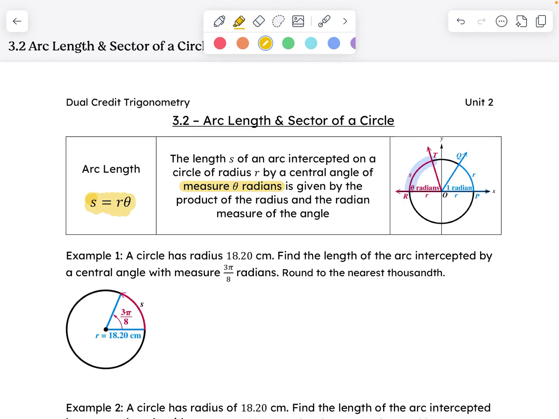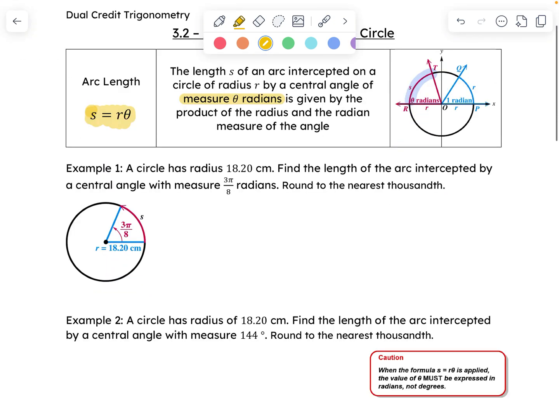So let's look at some examples here. Example 1. A circle has a radius of 18.20 centimeters. Find the length of the arc intercepted by a central angle with a measure of 3 pi over 8 radians, and it says round to the nearest thousandth.